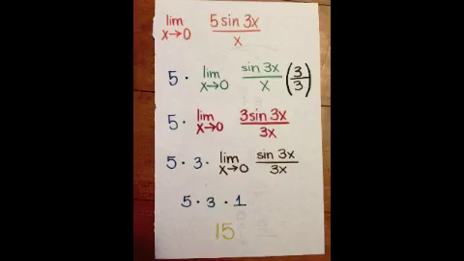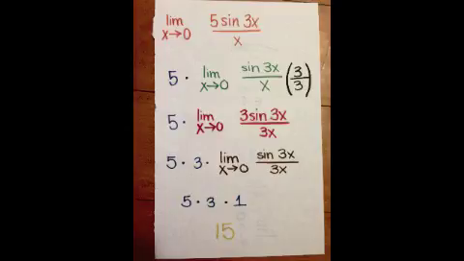Here we have the limit as x approaches 0 of 5 sine 3x over x. So first what we can do is pull out the constant 5 and put that in front and multiply it times the limit as x approaches 0 of the rest. Then we have sine 3x over x. Now this seems similar to sine x over x, which is a very important property to remember in AP Calculus, because the limit as x approaches 0 of sine x over x is equal to 1.